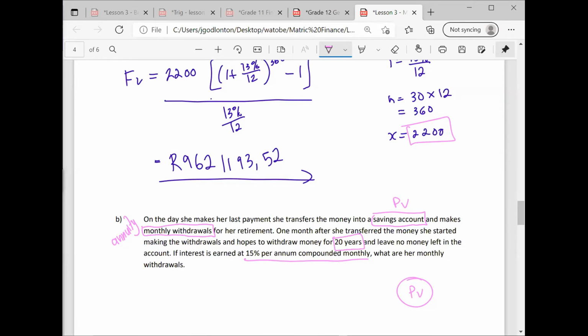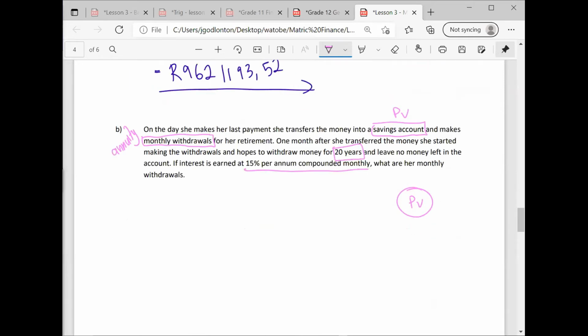So what we're going to do is start making our grocery list here on the side. We're just going to say what we have and what we need. Okay, so first of all, our N is 20 years and there's 12 payments each year. So we know that our N value is 240.